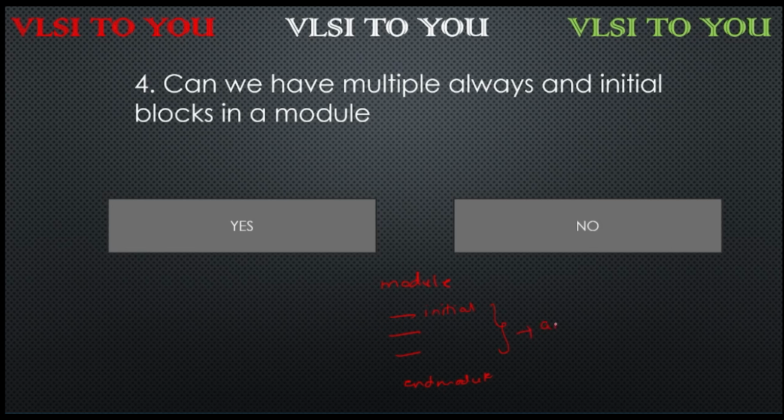The only condition is that the initial block will be executed only once. And coming to the always block, it can be executed multiple times. Also, there is one thing that is not to be done here. What is that? Either in initial or always, nested initial or nested always blocks are not valid. This is the thing that you should remember.